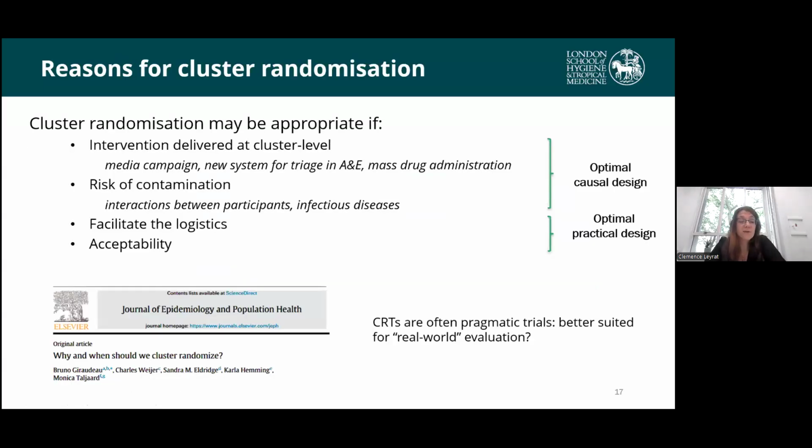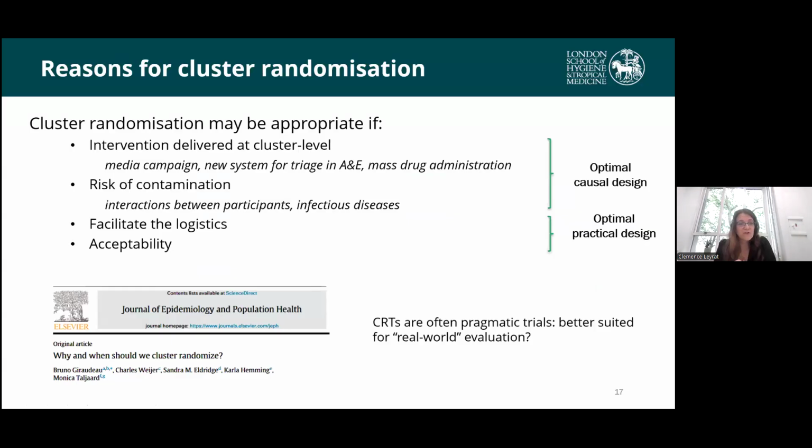So why do we use cluster randomization? Firstly, cluster randomization is appropriate if the intervention is delivered at cluster level because there is no other choice. So it can be a public health media campaign, a new system for triage in A&E, mass drug administration, things where it's only at the cluster level, there is no other way to do it.